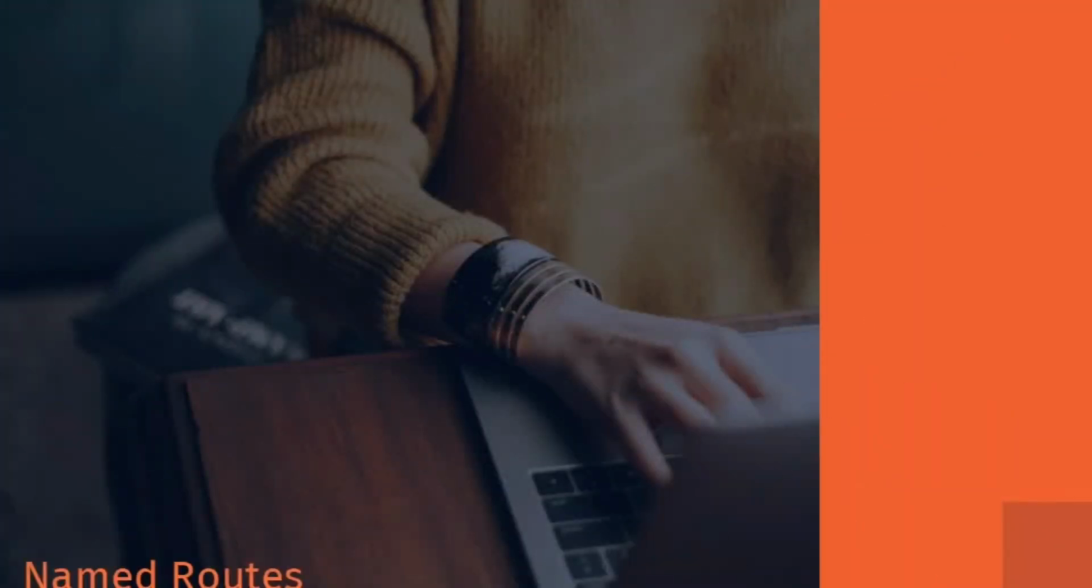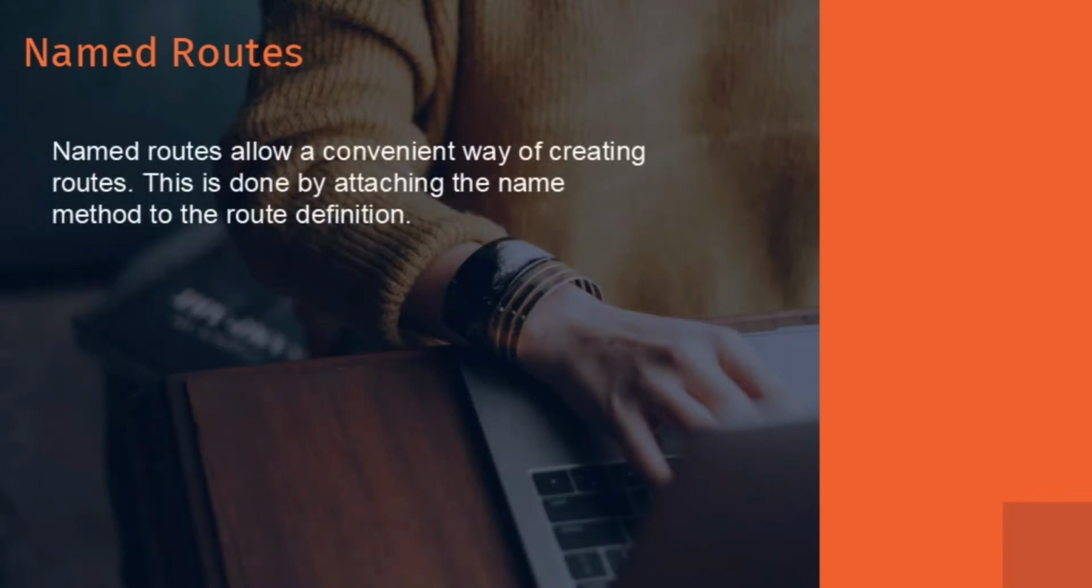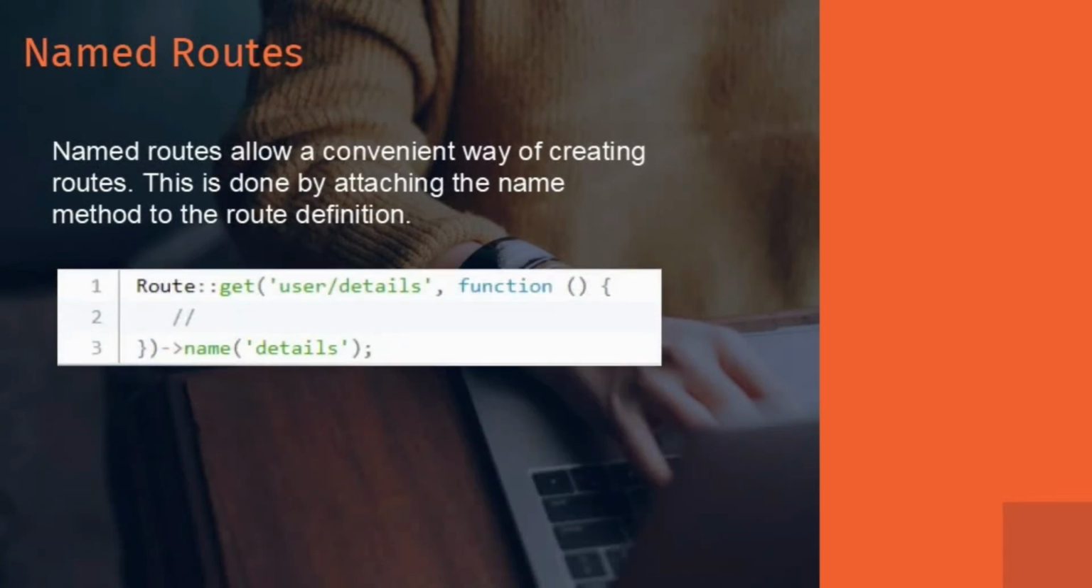So now let's proceed to the next category, named routes. Named routes allow a convenient way of creating routes. This is done by attaching the name method to the route definition. So take a look at this snippet code.